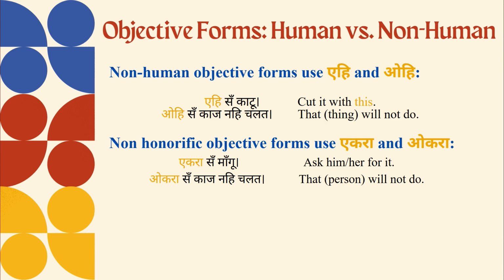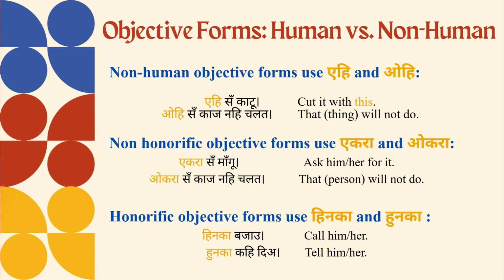In both these cases, these are non-honorific forms. If we had to use honorific forms, we'll see we have to use hinka and hunka. So hinka bajao, call him, her, and this him, her is first of all nearby, second of all they are respected, whoever they are. And hunka kah diyo, hunka kah diya. Here again it translates to tell him or her, and this him, her is first of all remote, far away from the speaker, and second of all they are honorific.